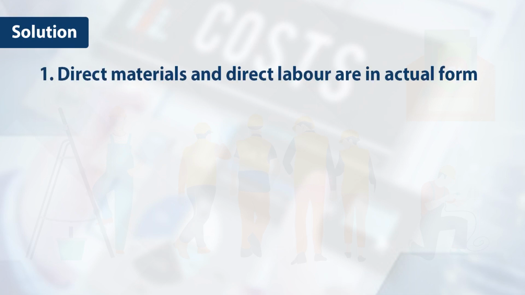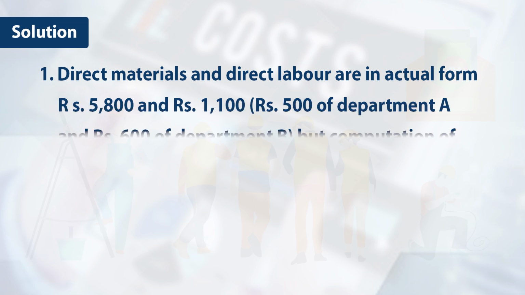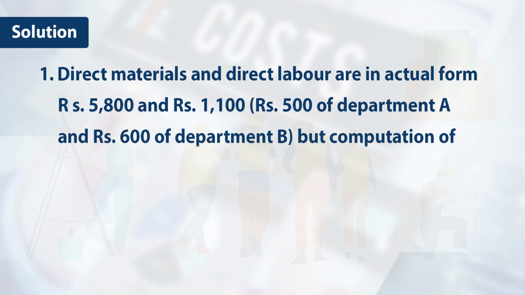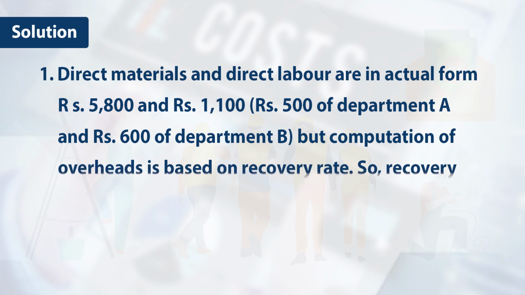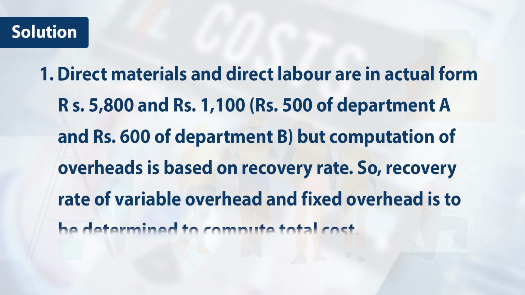Now let's prepare the solution. First consider number 1, direct materials and direct labor are in actual form, rupees 5,800 and rupees 1,100, that is rupees 500 of Department A and rupees 600 of Department B. But computation of overhead is based on recovery rate. So, recovery rate of variable overhead and fixed overhead is to be determined to compute total cost.